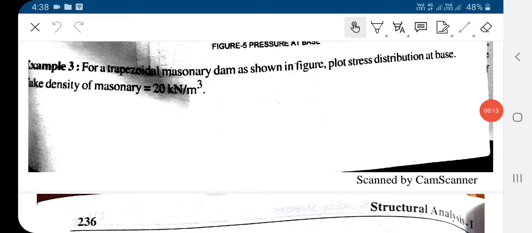Hello students, in the last lecture we did an example based on dams. Today we are going to see one more example based on this dam, and we will complete this topic of the dam. So let's start.